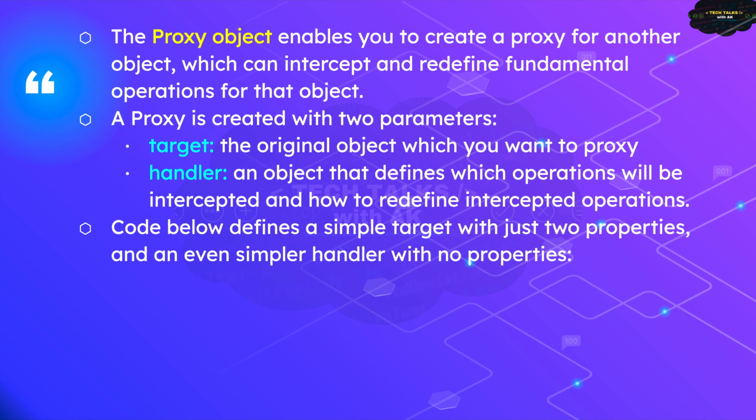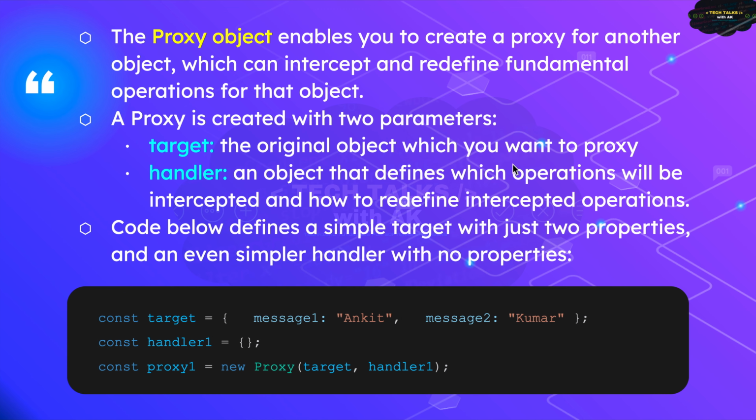Let's look at the example below, which contains two properties in the target object and no properties in the handler object. So we have two objects. One is target with two properties, another one is handler with no properties, and we are creating the proxy using new Proxy(target, handler).